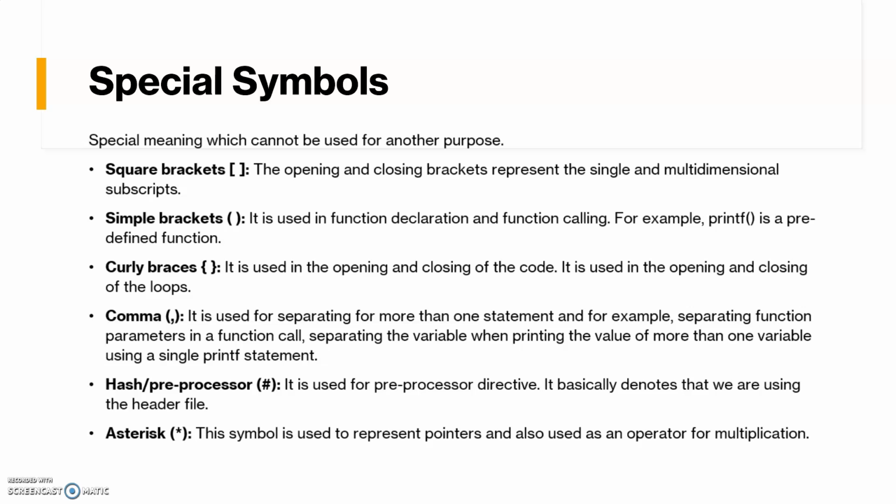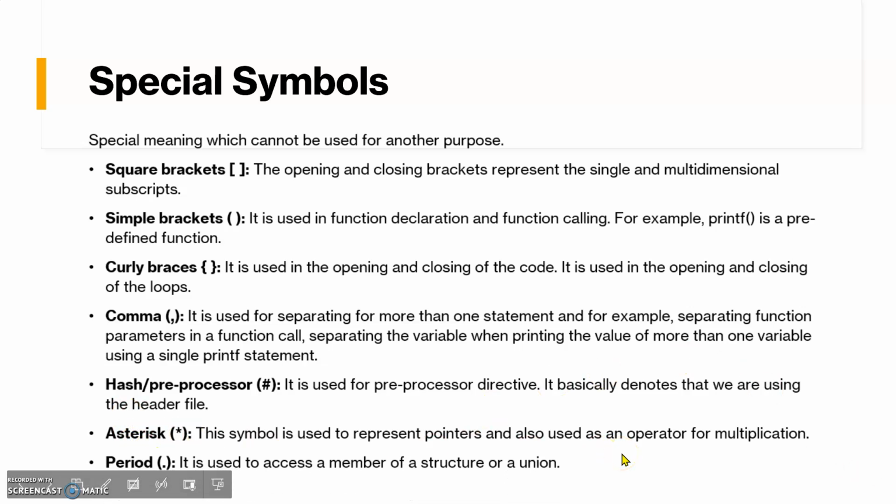Next one is the star symbol, which is called an asterisk. This symbol is used to perform the multiplication operation, which is one way, and the other is with the pointers concept. While learning pointers, we will be using this star symbol. Next one is the period symbol, the dot operator, which can be used to access structure and union variable members. While learning structures and unions, you will understand the dot operator. So these are all your special symbols. These are all your C tokens.